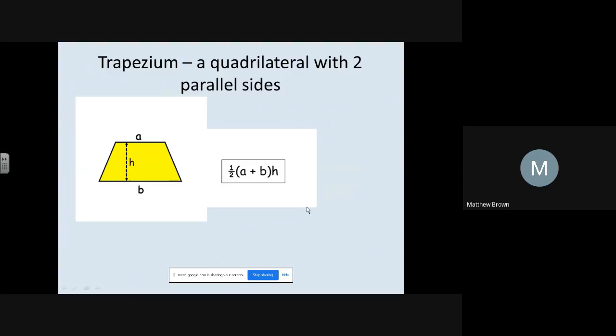Okay, the last polygon you need to be able to find the area of is a trapezium. A trapezium is any quadrilateral which has 2 parallel sides. So if we look at this diagram, A and B are parallel, but the other 2 sides aren't. There's a formula for a trapezium. What it tells you to do is add together the parallel sides, so A plus B, multiply by the height, and then halve it. Okay, so we're going to go through an example and just look at how to do it in a step-by-step way.